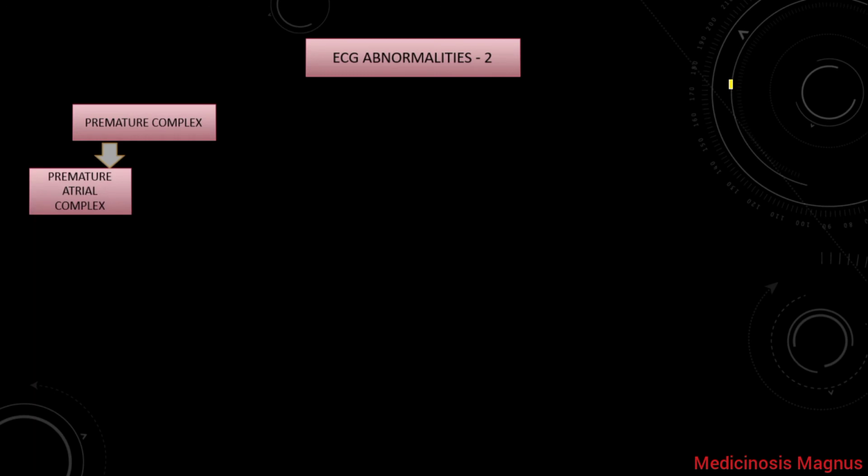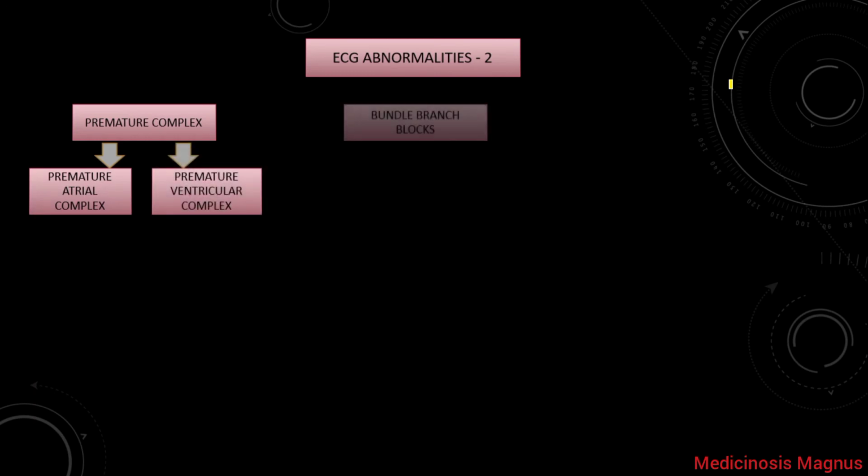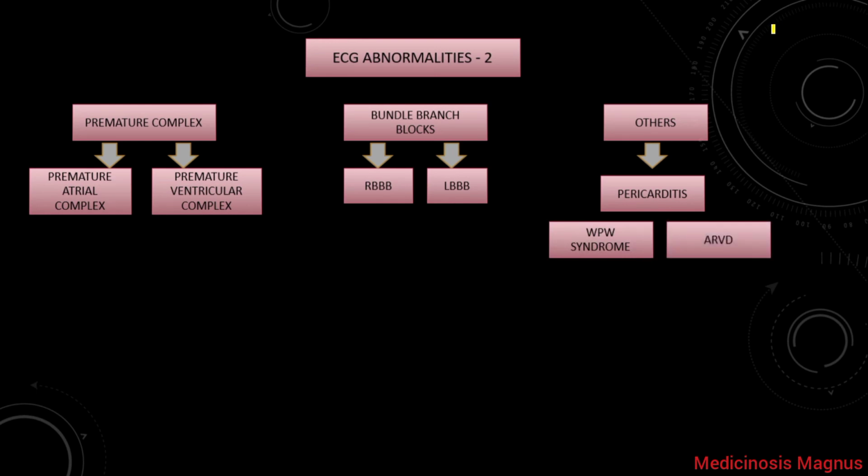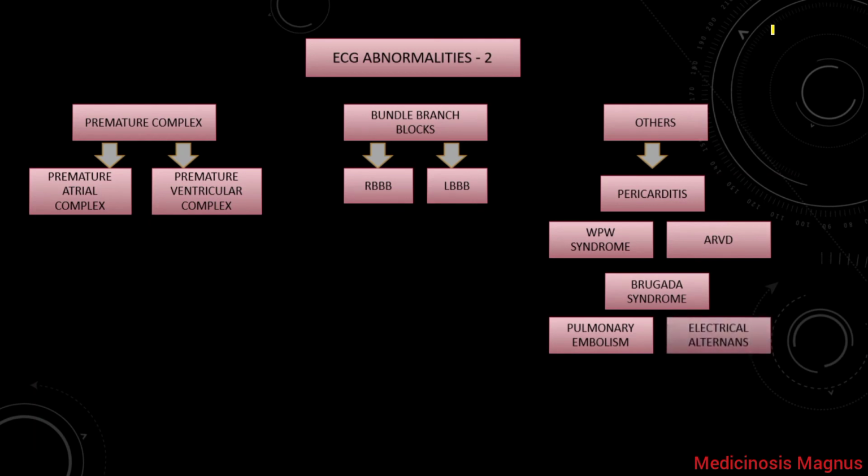And then in the part 2 of ECG abnormalities we will see about the premature complexes, that is premature atrial complex and premature ventricular complex. Then we will also see the bundle branch blocks, the right and the left bundle branch block. Then we will also see other miscellaneous topics like pericarditis, WPW syndrome, ARVD, Brugada syndrome, pulmonary embolism and the electrical alternans and the electrolyte abnormalities like the hyperkalemia, hypokalemia and all those things.